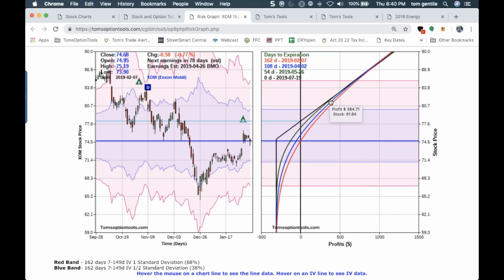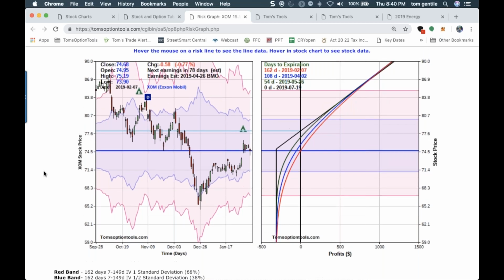At $81.84, we have a $384.71 profit. Up here in the red zone, we get up to almost $85, and we have $700 in profit. So that's how we could evaluate that. That's Exxon. Let's take a look at another one.